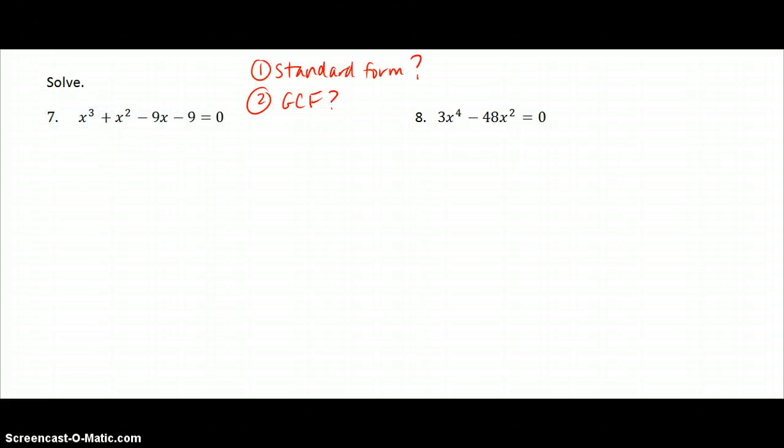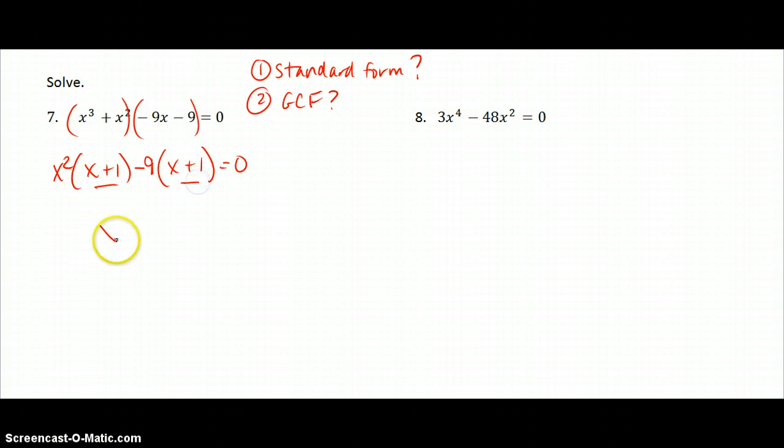And in this case, there is no greatest common factor. Since there are 4 terms, we're going to group. We're going to factor by grouping. So in this first pair, we can factor out an x squared to get x plus 1. And in the second pair, we're going to factor out a negative 9, and we will also end up with x plus 1 inside our parentheses.